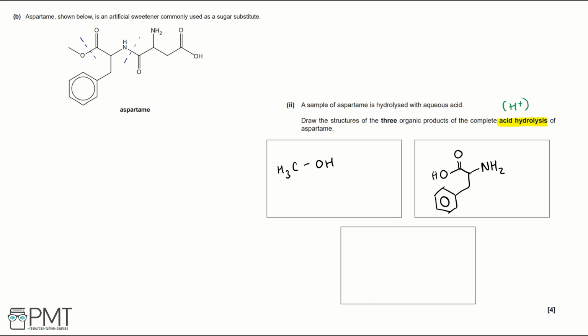But because this is acid hydrolysis and you're going to have an excess of H+, what's going to happen is the NH2 is going to be converted into NH3+.